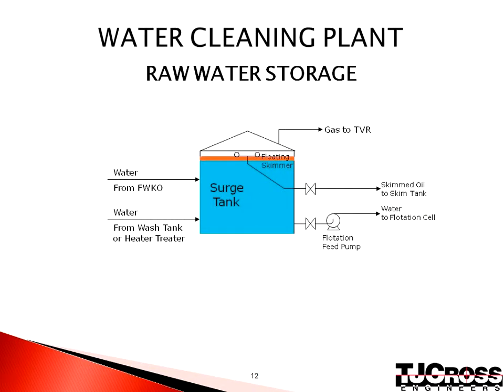The produced water from the free water knockout and heater treater is sent to a surge tank. Any remaining oil in the water floats to the top and is skimmed. These oil skimmings are sent to a skim tank. The water is then pumped to a water flotation cell.